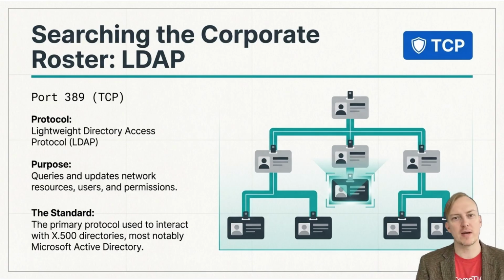Rounding out District 1 is LDAP, the Lightweight Directory Access Protocol, sitting on port 389 via TCP. Think of this as searching the corporate roster. Its purpose is to query and update network resources, users, and permissions. It is the primary protocol standard used to interact with X.500 directories, most notably Microsoft Active Directory.